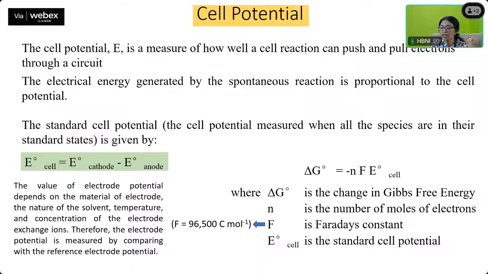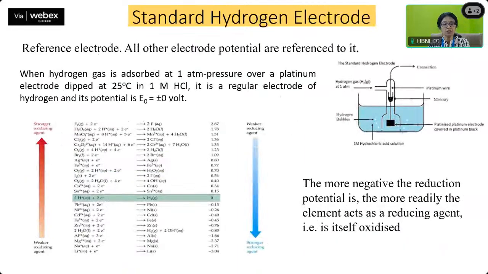And you can also find the change in the Gibbs free energy for this process by using this equation: delta G0 is equal to minus nF E0, which is E0 cell. Here n is the number of moles of electrons, F is Faraday's constant, and E0 cell is the standard cell potential. Okay.